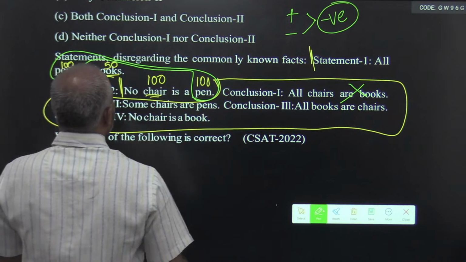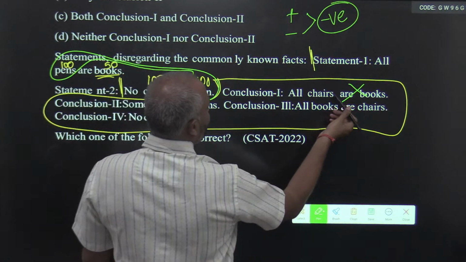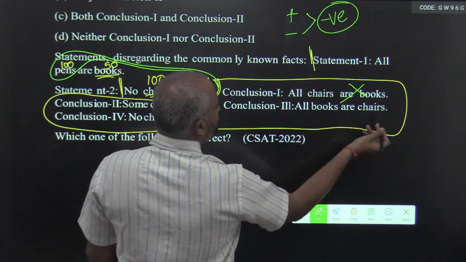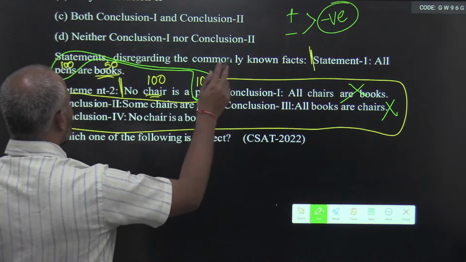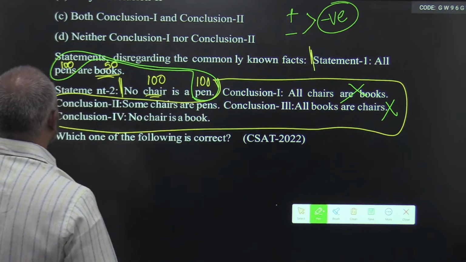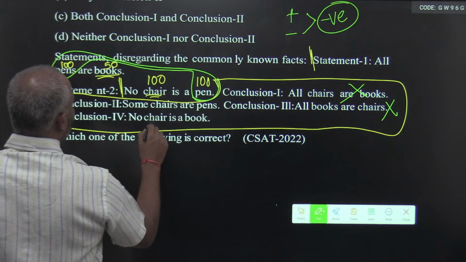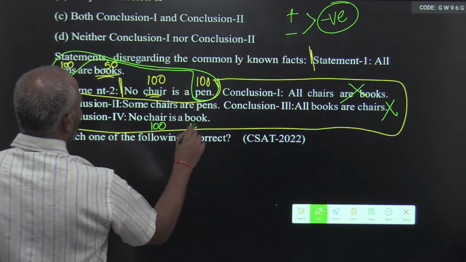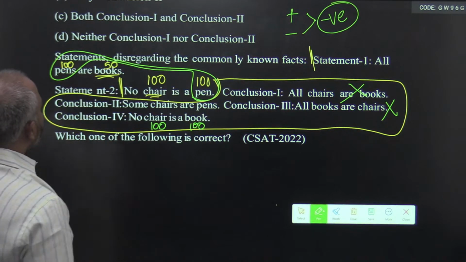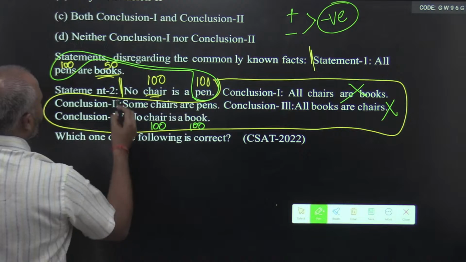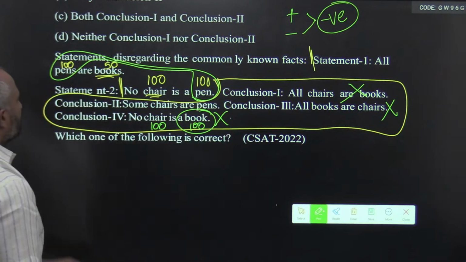Next, let us say between chair and books, all books are chairs. Again a positive conclusion, which cannot be drawn. Why? You can only draw a negative conclusion. Next, no chair is a book. So the value is 100, 100. Book has a value of 50. Can 50 become 100? No. So this is wrong.